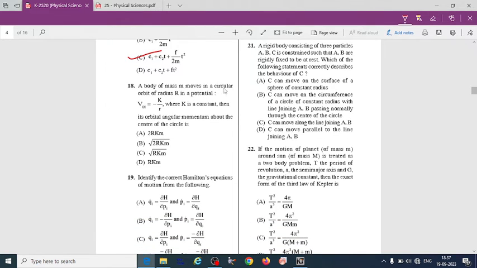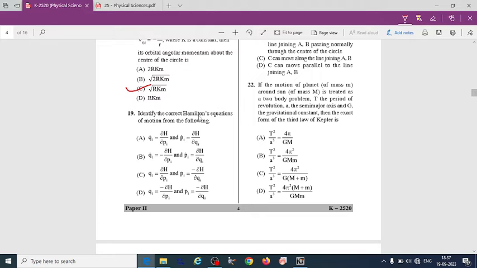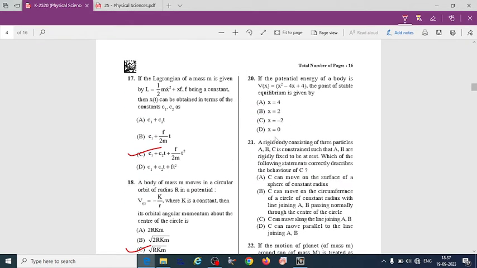A body of mass m moves in a circular orbit of radius r in a potential V of r equal to minus k by r, where k is a constant, then its orbital angular momentum over the center of the circle is option C, root RKM. Identify the correct Hamiltonian equation of motion from the following. So the 19th one, you should go through the formulas. Qi dot equal to dou H by dou pi, pi dot equal to minus dou H by dou qi. So you have to read the theory part.